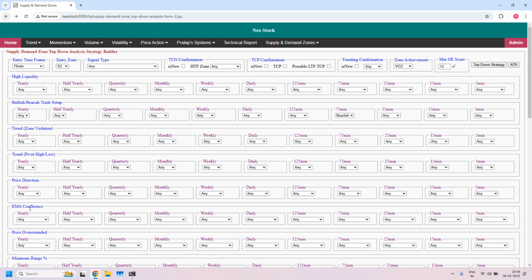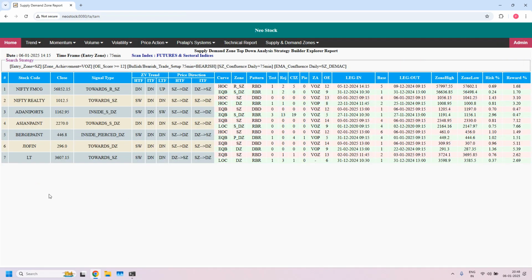Let's verify EMA confluence on daily time frame. So daily supply zone with daily EMA confluence, because the 75 minute zone is part of the daily zone. Let's filter. We got 7 stocks. All these 7 stocks are even more high probability trade setup supported stocks, because the 75 minute zone is part of the daily zone and the daily zone is having daily EMA confluence, the supply zones.